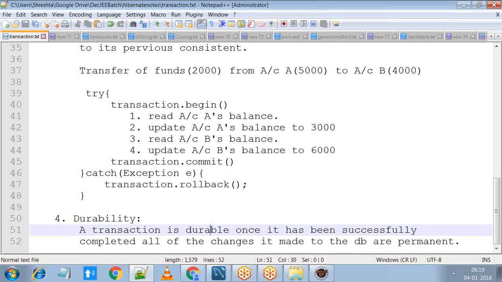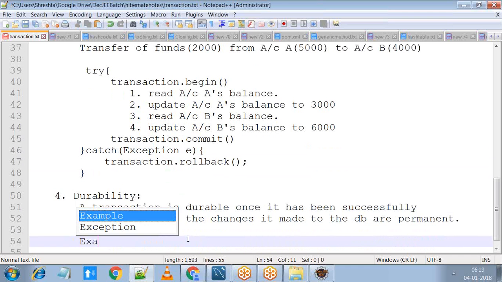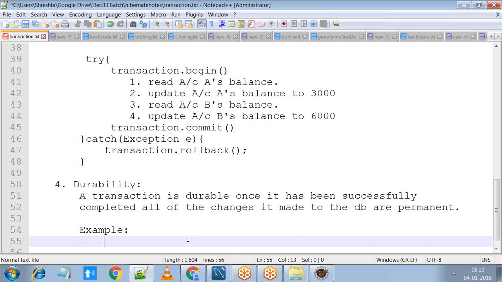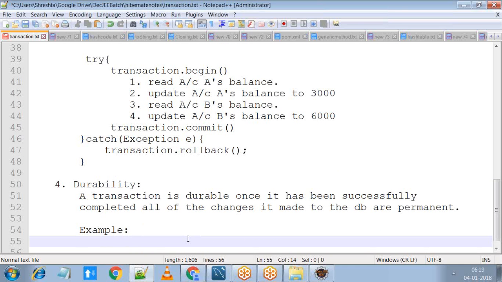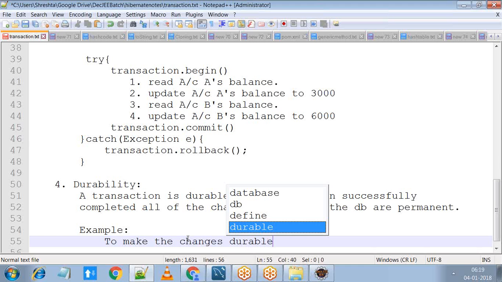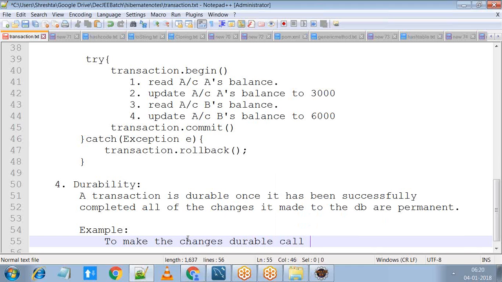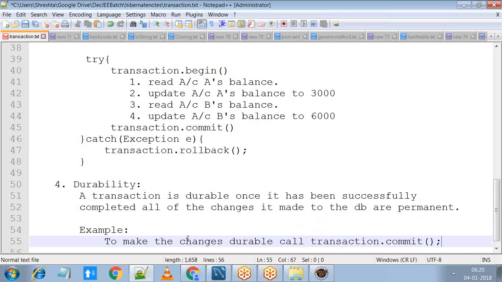So say transaction.commit. So that is the coding part. To make the changes durable, call transaction.commit.